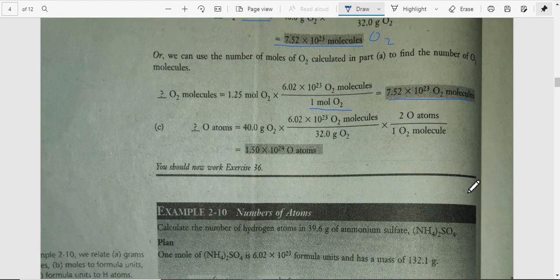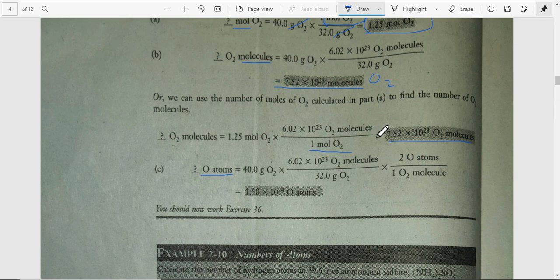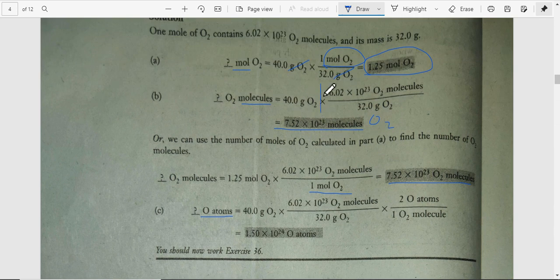Next is the atoms. Okay, if you're still given the 40 grams of your O2, what happens next is you will be using the same path, the molecule part. Because you need to cancel out the grams of your O2 and the grams of your O2, leaving you with your O2 molecules.